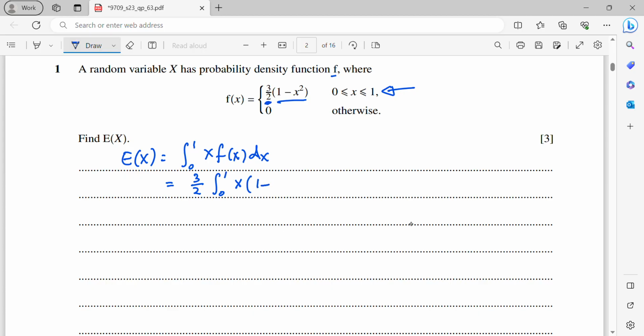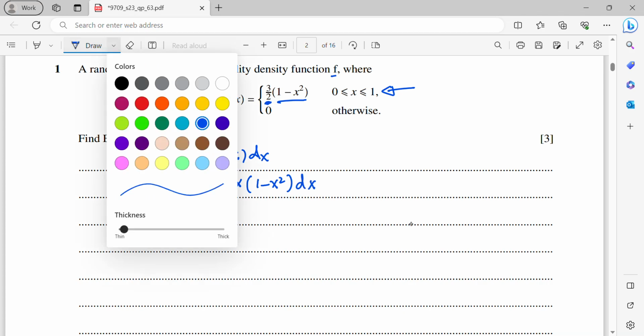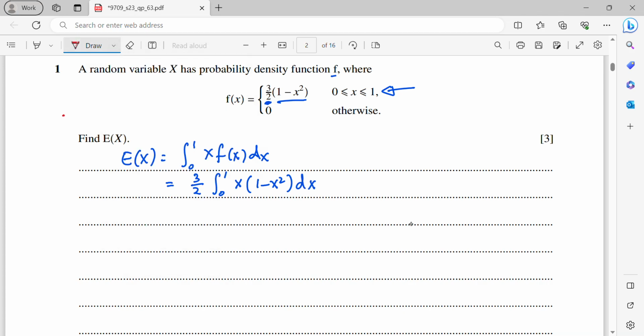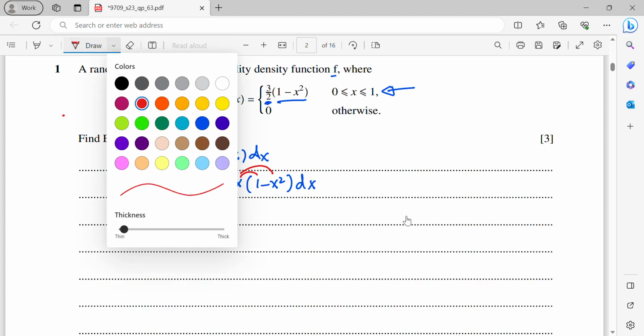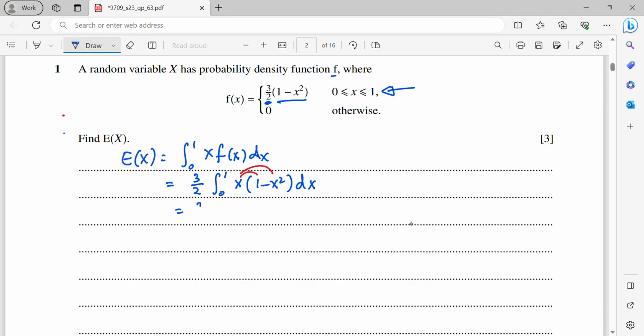So it will be 1 minus x squared multiplied with the x. And then now, before we do the integration, we have to do expansion first. So now it will be 3 over 2 integrate 0 to 1. So x times 1 will be x. Then x times x squared, it will be x cubed. Okay, and now we integrate both terms.